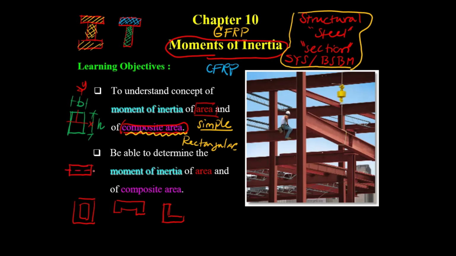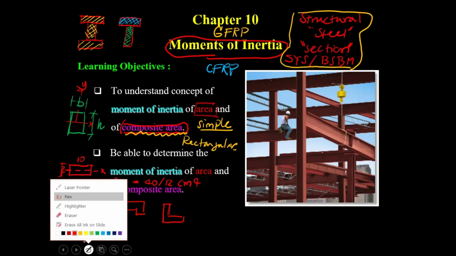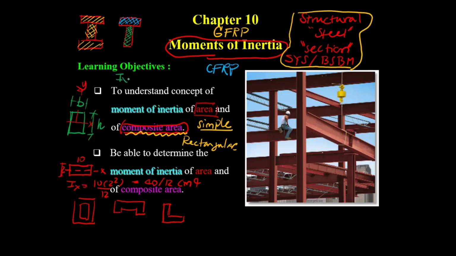What is the problem with this section? If this H is 10, and the depth is 2, you will have I sub x of this one equal to 10 times 2 squared divided by 12. Sorry, this is going to be power 3. That is 40 divided by 12, let's say centimeter to the power 4, 80 divided by 12 as B times H cubed. However, with the same section over here, I sub x about this one, B is 2 and H is 10, so 2 times 10 cubed over 12.